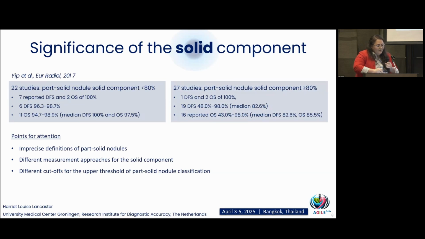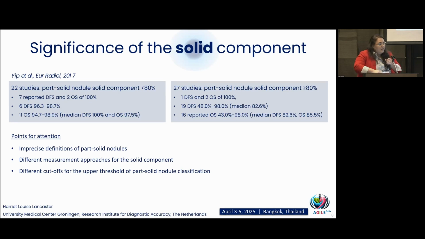Dr. Yip published a paper in 2017, a review where she looked at the solid components of part solid nodules and the disease-free survival and overall survival associated with the size of the solid component. If you take the threshold as 80% for determining the part solid nodule, you see that if the solid component is less than that, then the disease-free survival and the overall survival is very high. The lowest here is 94.7. It can be up to 100% survival if that solid component is less than 80%.